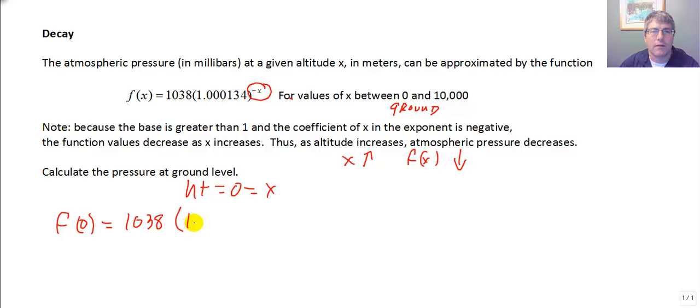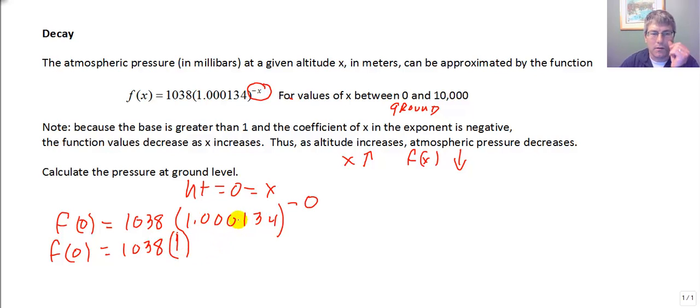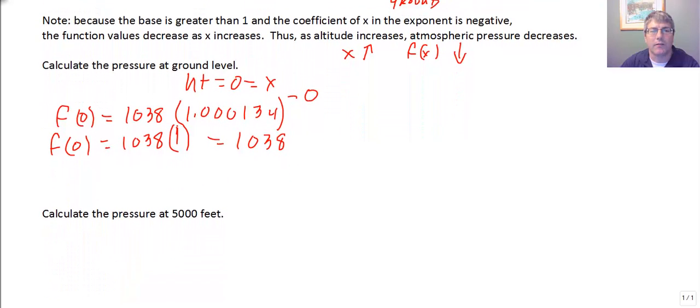So f of 0 equals 1,038 times 1.000134 raised all to the negative 0 power. And isn't anything to the 0 power 1? So f of 0 equals 1,038 times 1, because this now collapses to 1, and we will get 1,038. So that was kind of an easy one. We didn't even need our calculator for that.